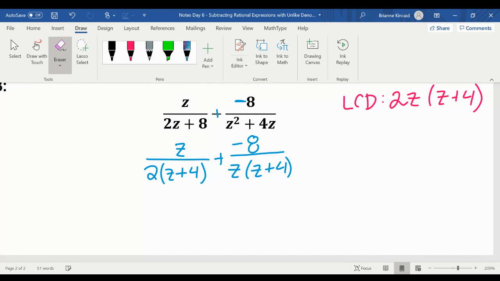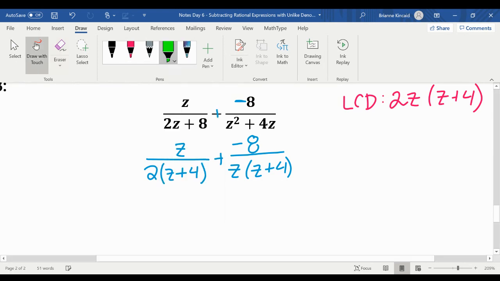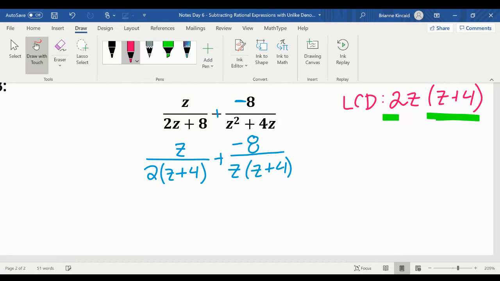If I focus on my first fraction, compared to the LCD, it has the 2 and the z plus 4. That means the only thing that it's missing is the z. So I'm going to multiply by z over z. In my second fraction, compared to the LCD, it has the z and the z plus 4, which means it needs to be multiplied by 2 over 2.